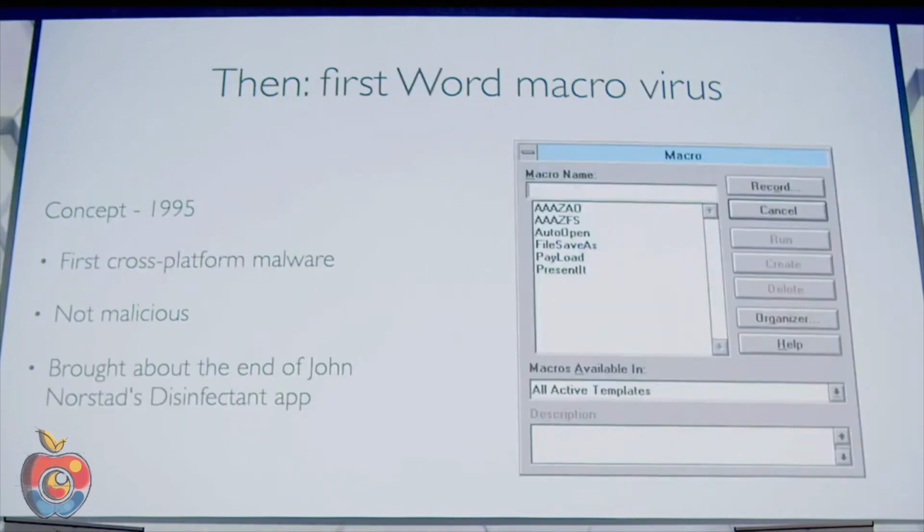So back in '95, we saw the first Word macro virus. It was called Concept, and that's really what it was. It was just a proof of concept. It was not malicious, but this was the first cross-platform malware. So this could infect Macs and Windows machines, which was really new at the time. Blew everybody's minds.